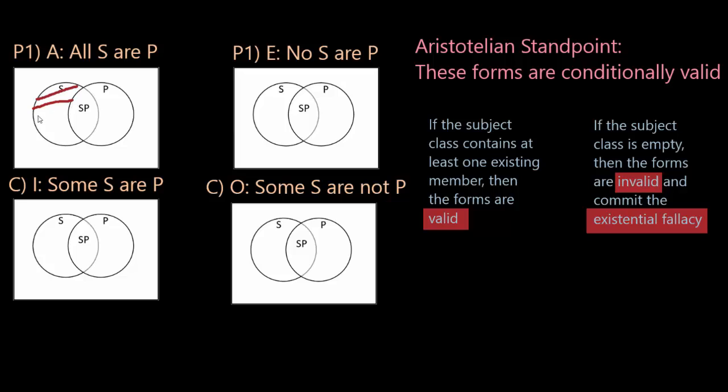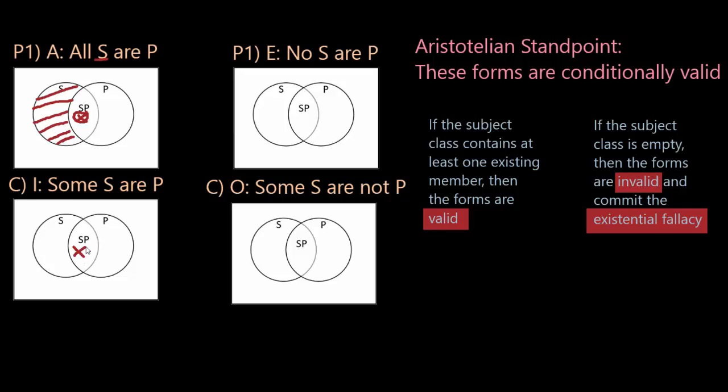We've already seen in the previous slide that diagramming this A proposition from the Aristotelian standpoint, we shade the area that I'm shading right now, and then we need to put a circled X corresponding to the remaining S, the remaining area of S. From the Aristotelian standpoint, we diagram our particular statements just as we would diagram them from the Boolean standpoint.